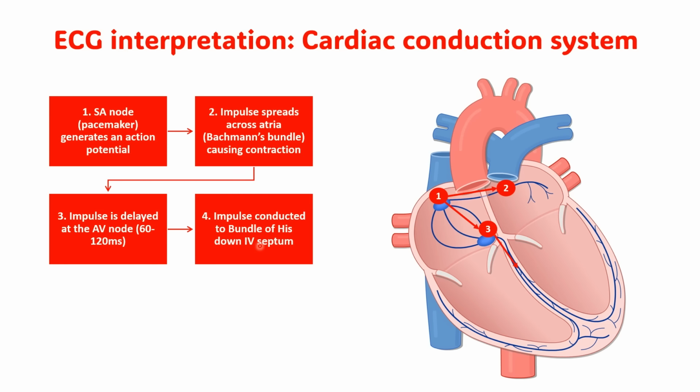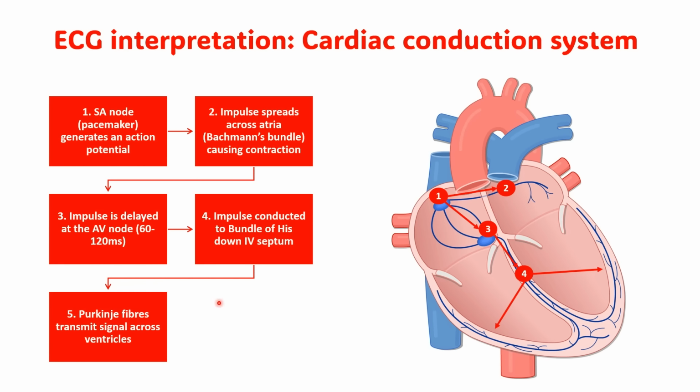And then the impulse is conducted to the bundle of His down the interventricular septum. The bundle of His also splits into right and left bundle branches. The left bundle branch has an anterior and posterior division. That's important when we talk about bundle branch blocks, because you can have an anterior fascicular block or a posterior fascicular block.